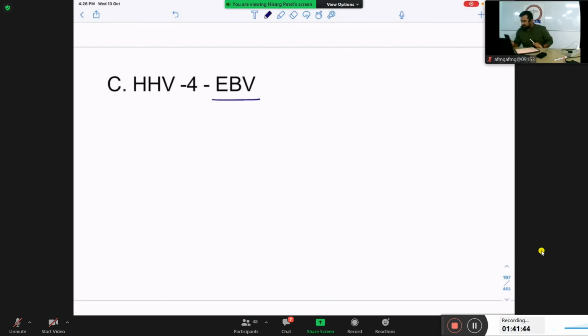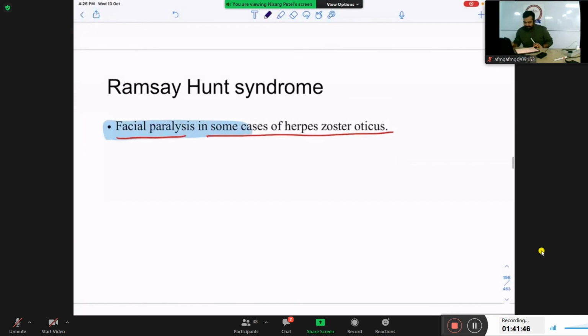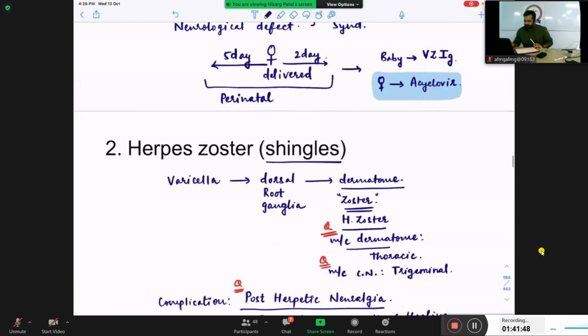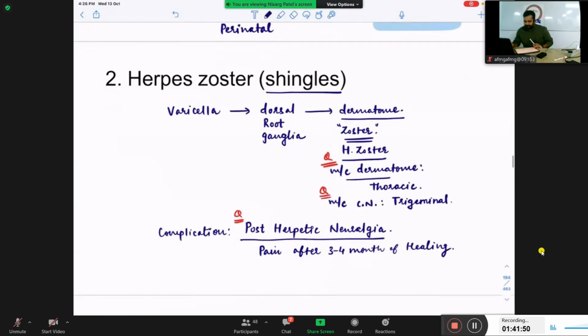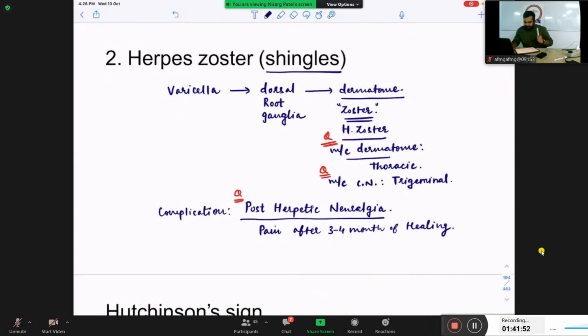Shingles occur after the chickenpox. Yes, we talked about it: after varicella, the virus will go into the dorsal root ganglia and then it will reinfect. So this is known as shingles.